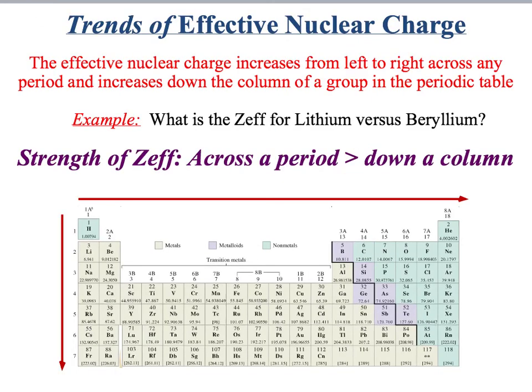So when we look at the trends of the effective nuclear charge, what we can gather is that the effective nuclear charge increases from left to right across a period and will increase down the column of a group in the periodic table. We can remember that the strength across a period is greater than down a column. So you can always remember across a period is greater than down a column. That concludes part 1, and we'll follow up with part 2.